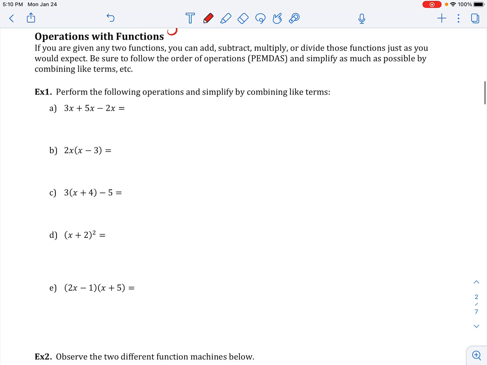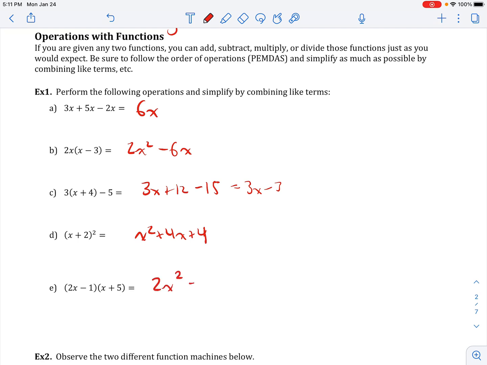Perform the following operations, simplify these things by combining like terms. I trust you could do this. I don't think this is something that you guys are going to struggle with. I'll just bang these out really quick and watch how many mistakes I make. And what's the last one here? Oh gosh, this one's going to take forever. 2x squared. Oh, I might as well be careful about it. Do it that way. Sorry if that was painful to watch, but okay.